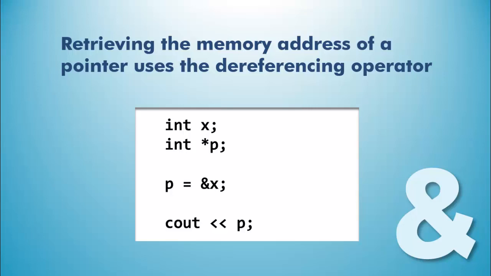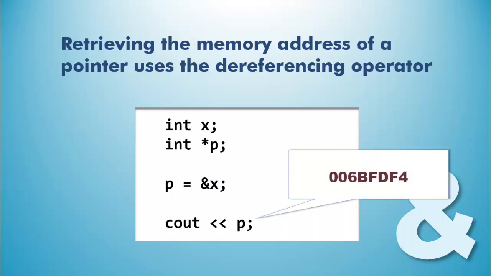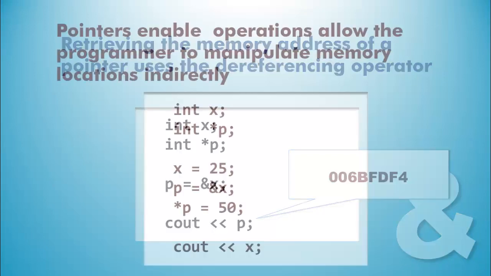If I want to see the address of that variable as opposed to the value, I replace that asterisk with the ampersand here, and now when I print out this value, I'm going to get the hexadecimal address where that value is located, rather than the data value itself.